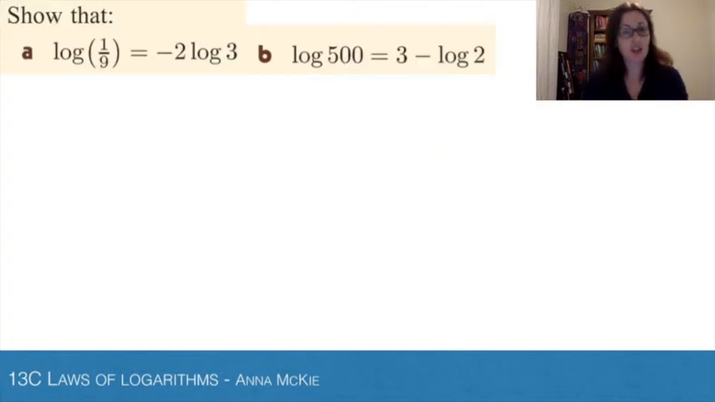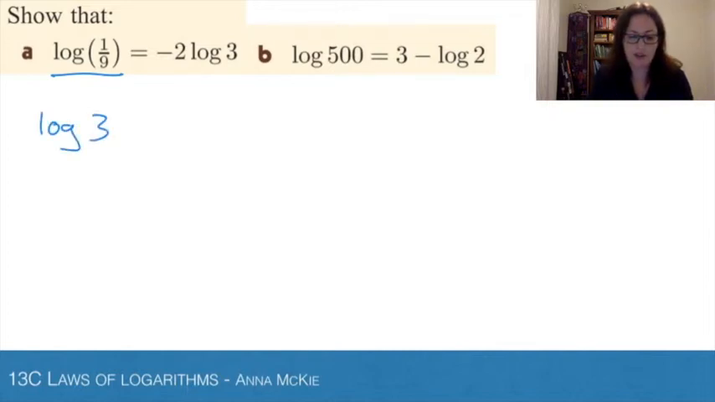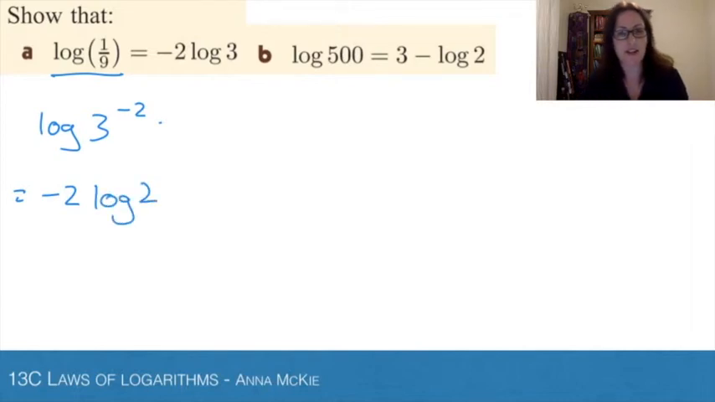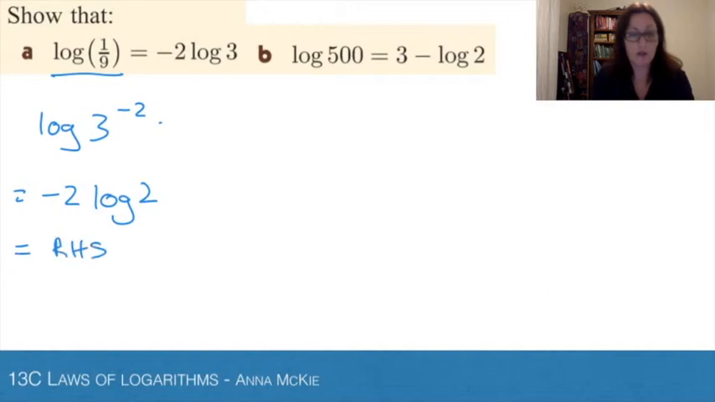And our last two are show that type questions. So we have to take the left-hand side and turn it into the right-hand side. Let's manipulate that. That 9, you might think, okay, 3 squared, let's play around with that for a bit. So it's log of 3 to the power of negative 2. Now when you see a power with logs, you can bring that down out the front. So we've got negative 2 log 3 and that now equals the right hand side. Two ways to do that are you could say equals right hand side, or sometimes for a show we draw this, well, sideways hashtag if you like, an octothorpe, and that implies I've shown what I needed to show.